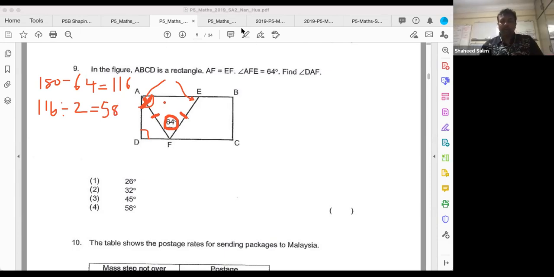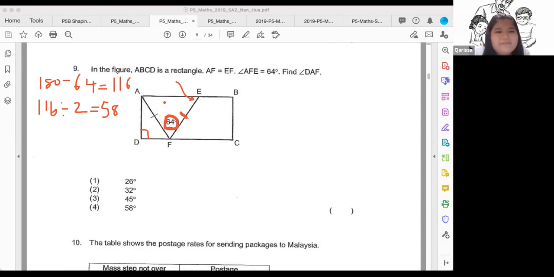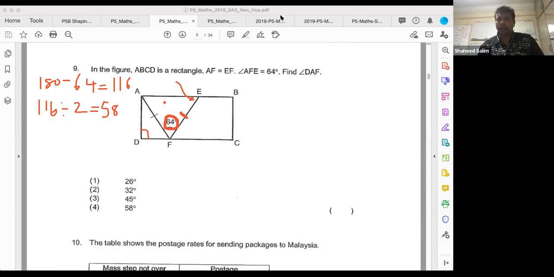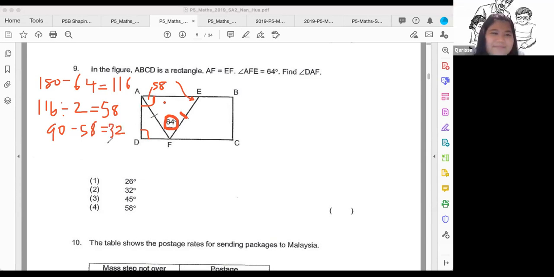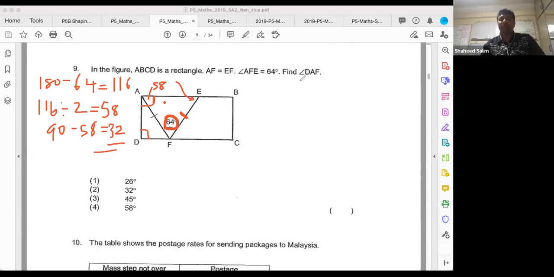90 minus 58. Okay, hold on. Just maybe remove this one so they can see again. Down here, because this is a rectangle, this is 90 degrees, and we already found out this is 58. So you take 90 minus 58. You get 32 here. That is one method, a very good method. Anyone got another method? A very fast method. Farish, you have a fast method? Okay, what is the method?